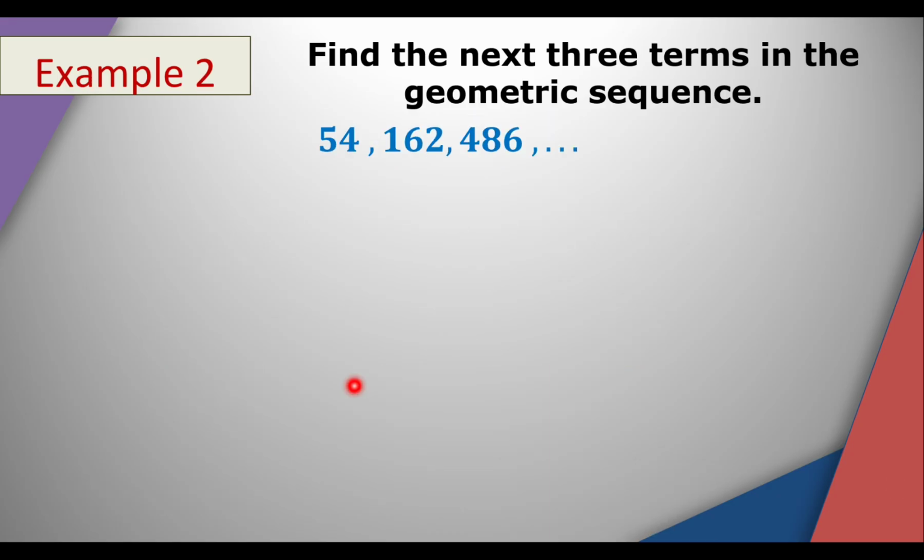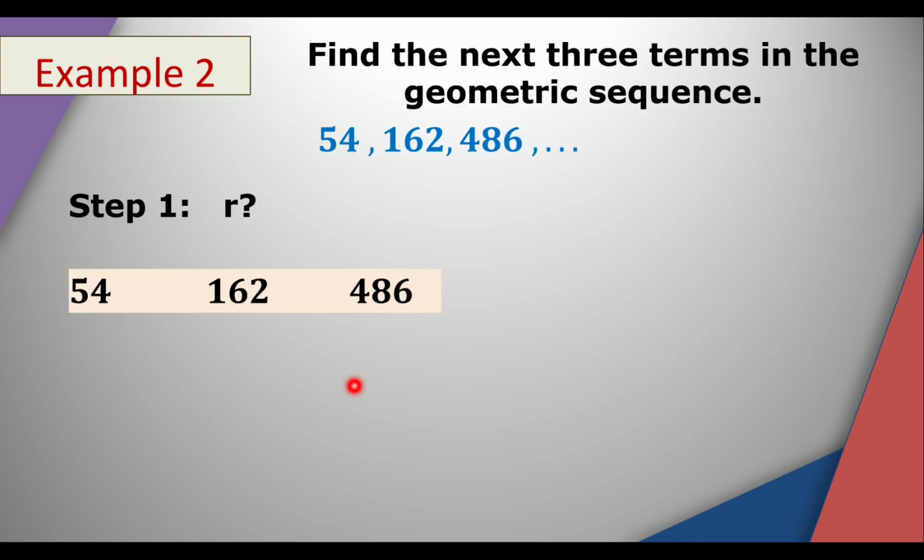Next, find the next three terms in the geometric sequence 54, 162, 486. So likewise, what's the first thing that we have to establish? That would be the common ratio. And what is the common ratio? How are we going to do that?